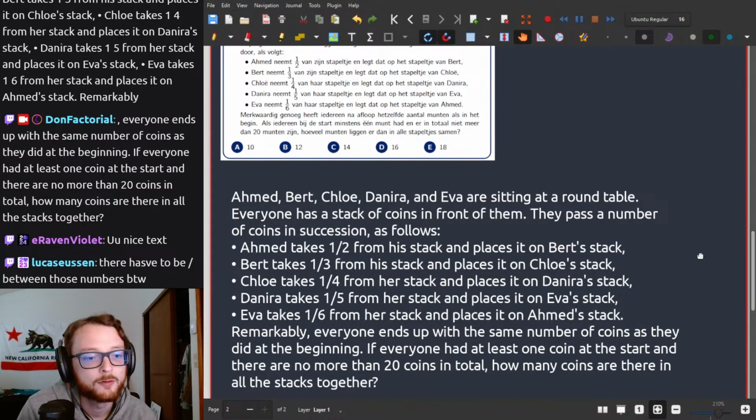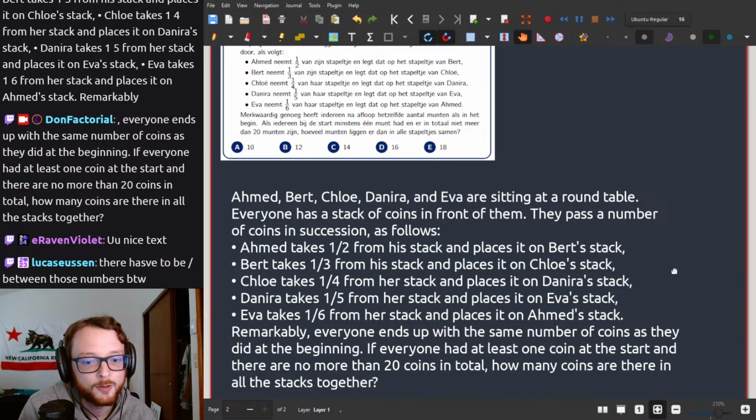Oh, okay. Ahmed, Bert, Chloe, Danira, Eva are sitting at a round table. Everyone has a stack of coins in front of them. They pass a number of coins in succession as follows. Ahmed takes half from his stack, places it on Bert's stack. Bert takes a third from his stack, places it on Chloe's stack. In succession. So I think Bert receives the 1/2 from Ahmed and then takes a third. That's how I'm interpreting this.